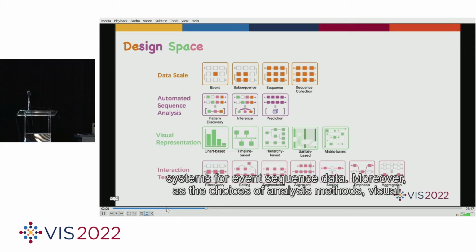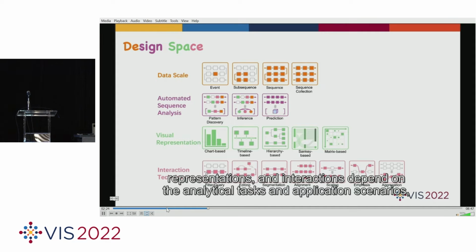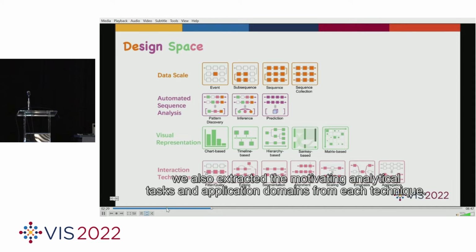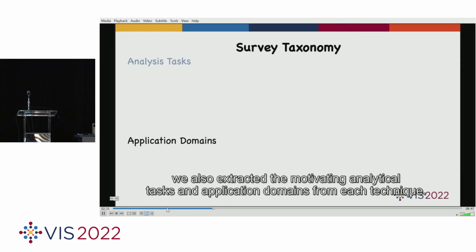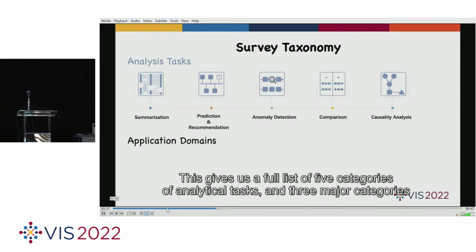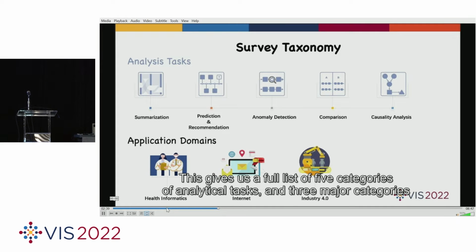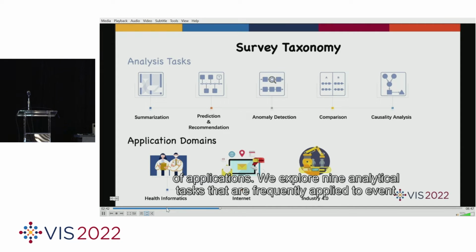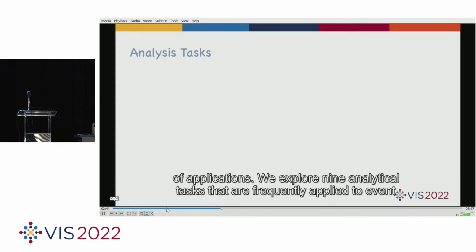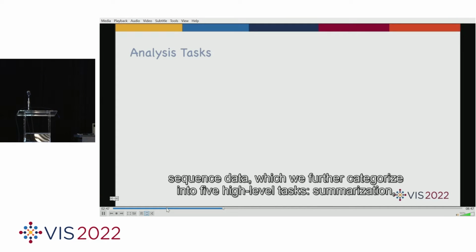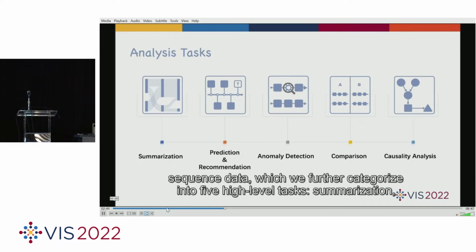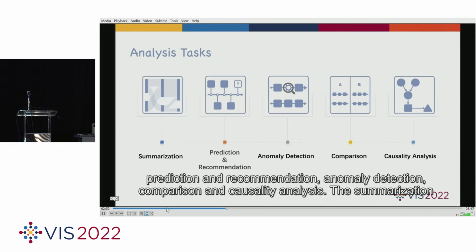Moreover, as the choices of analysis methods, visual representations, and interactions depend on the analytical tasks and application scenarios, we also extracted the motivating analytical tasks and application domains from each technique. This gives us a full list of 5 categories of analytical tasks and 3 major categories of applications. We explore 9 analytical tasks that are frequently applied to event sequence data, which we further categorize into 5 high-level tasks: summarization, prediction and recommendation, anomaly detection, comparison, and causality analysis.